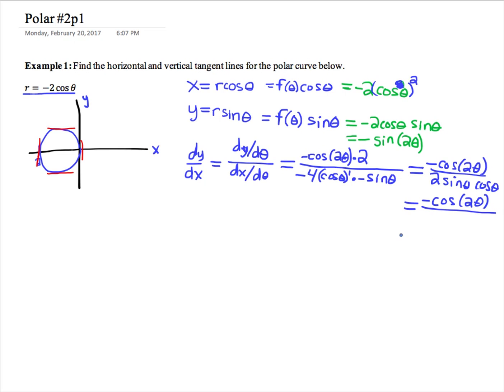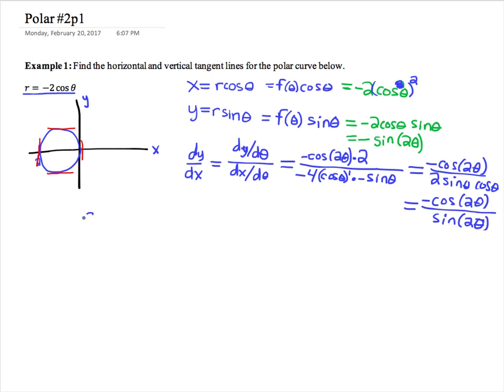You could of course do these problems differently if you don't recognize your identities from trigonometry, but they sure do make it easier. So there we go. That's kind of fairly reduced. You could of course write that as negative cotangent of 2 theta, since you've got a 2 in the top and bottom, but I don't think I'm going to this time. So let's see, what do we want to do? We wanted to find where it was horizontally and vertically tangent.